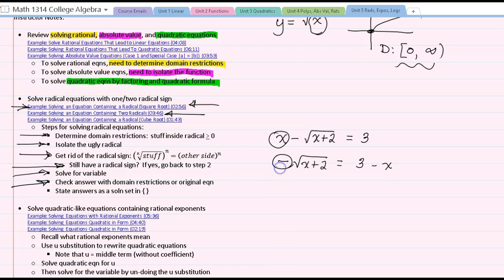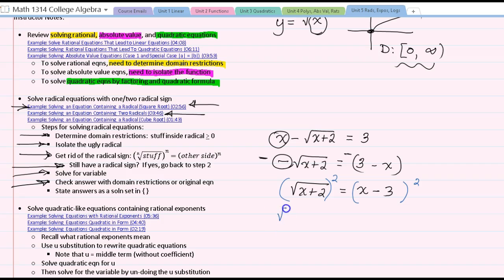Now I'm going to get rid of this negative, so I'm going to have the square root of x plus 2 is equal to positive x minus 3. Don't forget, what we're doing is multiplying both sides by negative, and that's how I'm getting this guy right here. And now when you're ready to get rid of the radical, make sure that you put one set of parentheses on the left and one set of parentheses on the right.